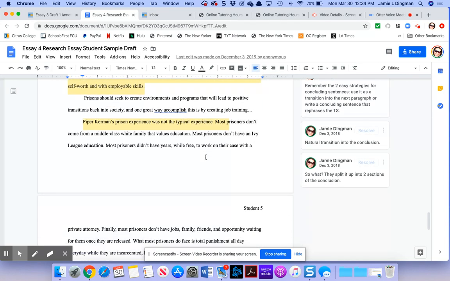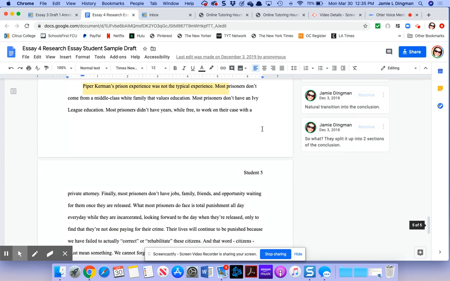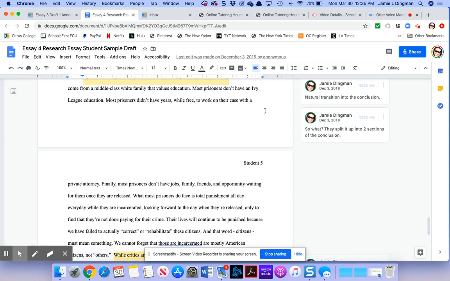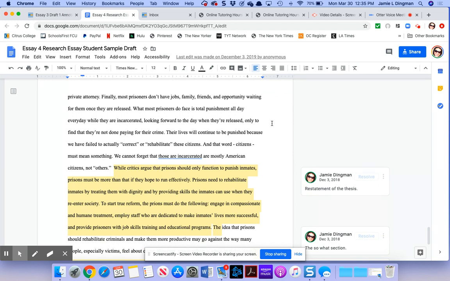So now let's take a look at that conclusion. Like I said, we were looking for a repetition of the thesis and the significance of this topic. Piper Kerman's prison experience was not the typical experience. Most prisoners don't come from a middle-class white family that values education. Most prisoners don't have an Ivy League education. Most prisoners didn't have years while free to work on their case with a private attorney. Finally, most prisoners don't have jobs, family, friends, and opportunity waiting for them once they are released.